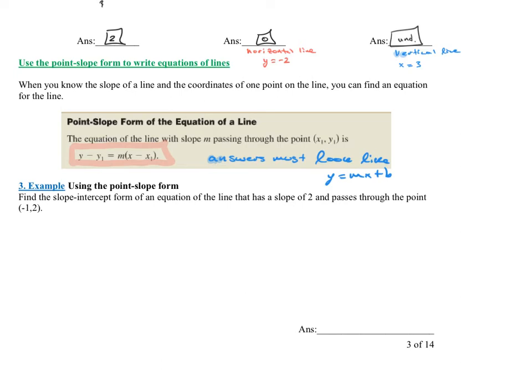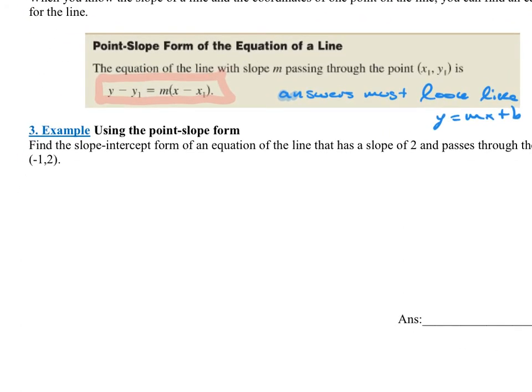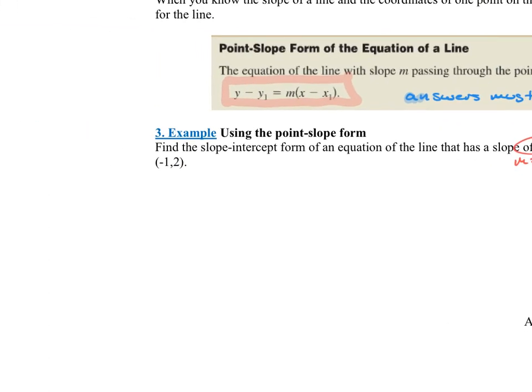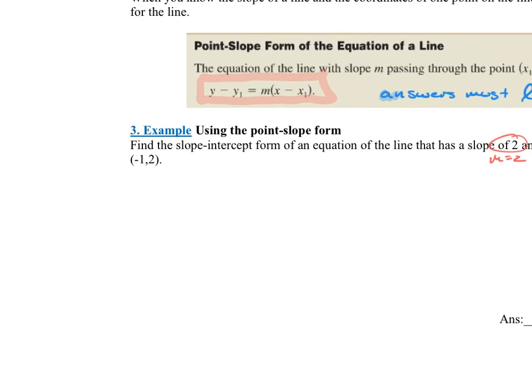It says, example 3, using the point-slope form. Find the slope-intercept form of an equation of a line that has a slope of 2 and passes through the point -1, 2. So again, slope-intercept form is y equals mx plus b. That's what we always want our final answers in. It does give us our slope, so we already know that m equals 2. And it does give us our point, -1, 2. The difficult part about this is that this is x1, y1. This is not the y-intercept, so we can't go directly to the slope-intercept form.